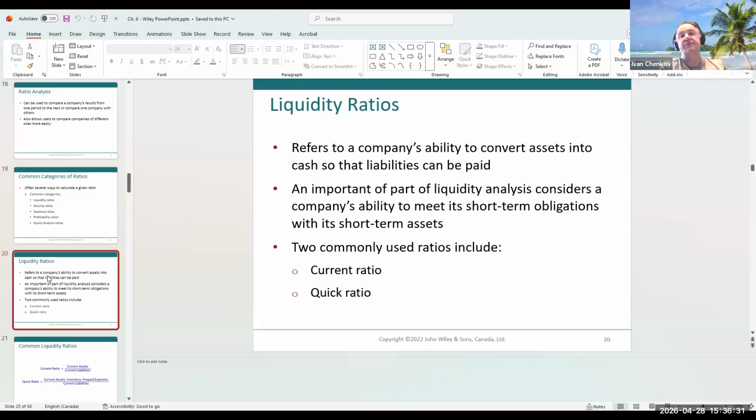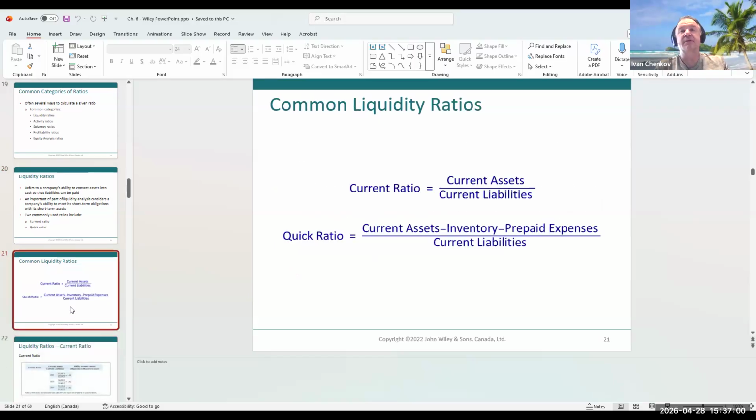The liquidity ratio again shows us how fast we can convert assets into cash. Since cash is the most liquid asset, as we already talked about, everything else takes time. There are two common liquidity ratios. One is called the current ratio, the other one is the quick ratio. Both show the ability of the company to pay its short-term debt. For the current ratio, we're going to take the current assets divided by the current liabilities.